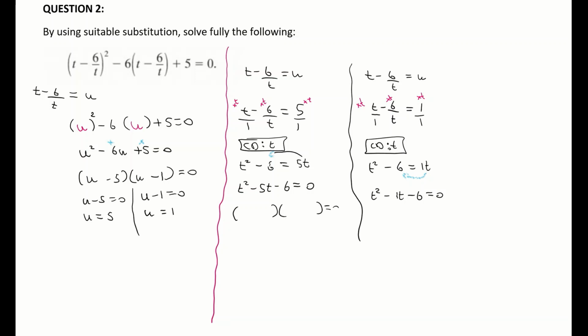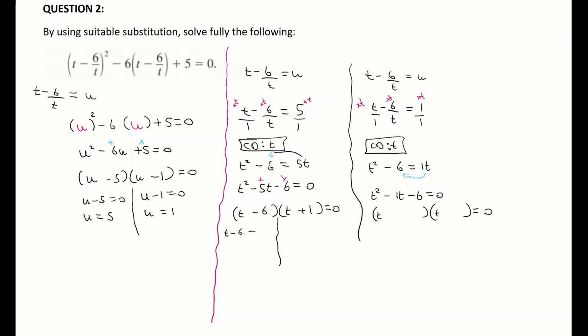So I'm going 2 brackets equal to 0. And I have t multiplied by t is t squared. And once again, I'm looking for two numbers that multiply to minus 6, add to minus 5. That is getting me minus 6 by positive 1. Does that work? Minus 6 by 1 is minus 6, minus 6 plus 1 is minus 5. So that does work. So what are my two solutions for t?